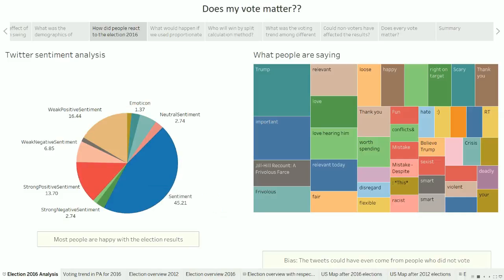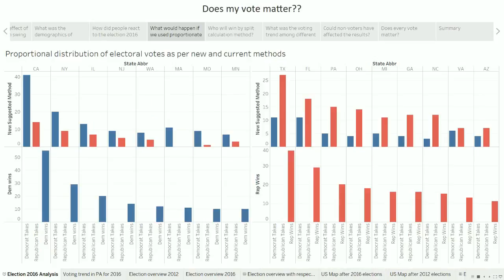However, we cannot ignore the bias here. That is, the tweets could have come from people who did not vote. We have seen the results as per the electoral college system, but states like Nebraska and Maine follow the split vote system. That is, the winner gets 2 seats for the Senate and the respective houses won by them, so each party receives proportional votes. We tried doing this analysis on other states as well to see if the results would have varied or not. This would have been the distribution of seats if we followed the proportional method.